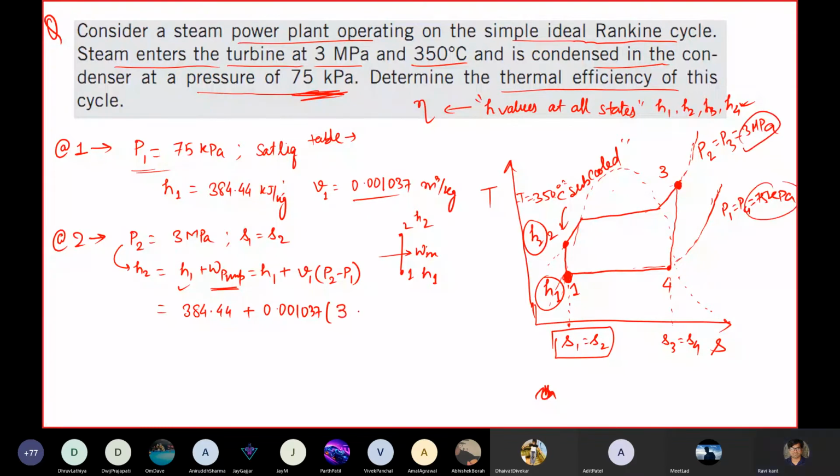So 3 is mega, so I should convert it: 3 minus 0.075. Let's take things into appropriate units and try not to deviate from units. This is kilojoule per kg, so let's be in kilopascals. 3 megapascal will be how much kilopascal? 10 to the power 3. So 3000 kilopascal minus 75 kilopascal, and things will be in kilojoules now, right?